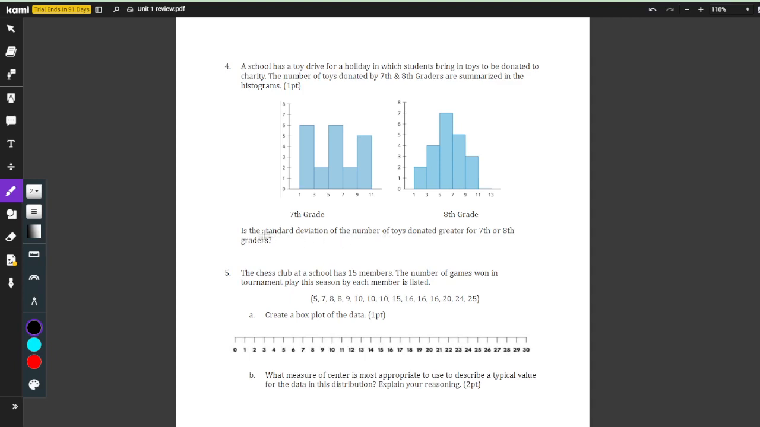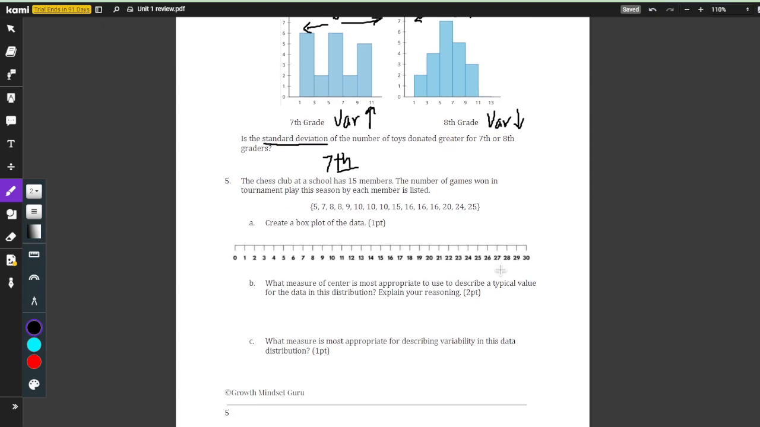But we are looking at standard deviation. Standard deviation states that we are looking at the spread. Which one has more points farther away from the mean and median? In this case, the mean and median is about 6 and 6. So, which one has more points farther away from 6? Is it 8th graders or 7th graders? If you take a look, we have a lot of dots away from the 6, so this one should have more variability. And this one, they're all clumped together, which means that this one has smaller variability. It's more consistent. So, in this case, the answer is 7th grade. 7th grade has more standard deviation because they're farther apart.